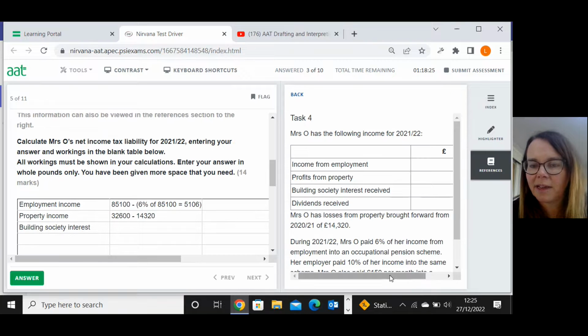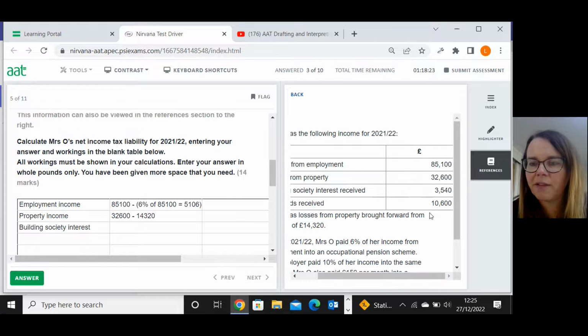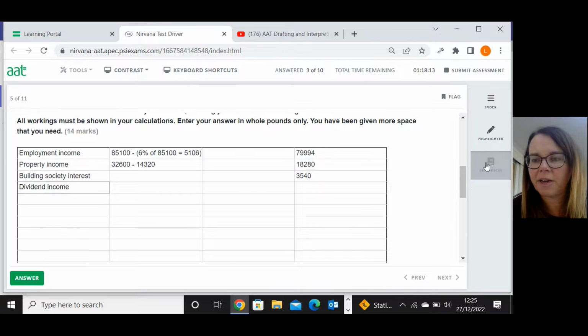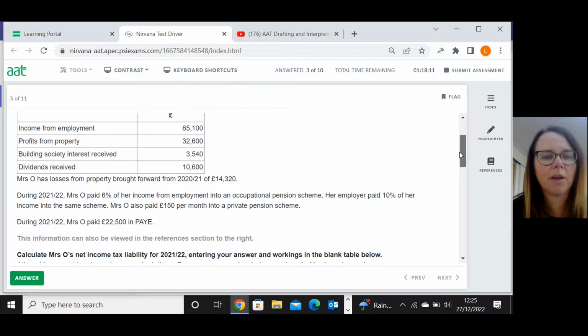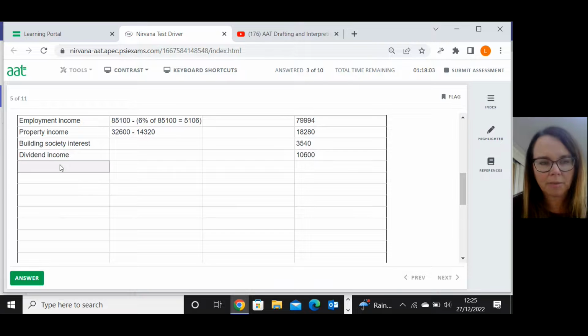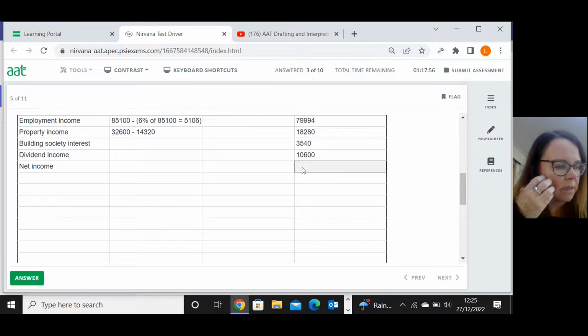I could quickly find that by clicking on that reference material, it is 3,540. And we've got our dividend income. It's really up to you whether you prefer to click on that and see it, or you prefer to just scroll up, 10,600. Right, then we come to thinking about our personal allowance. So I'm going to put in a subtotal there of our net income. So all of that adds up to 112,414.